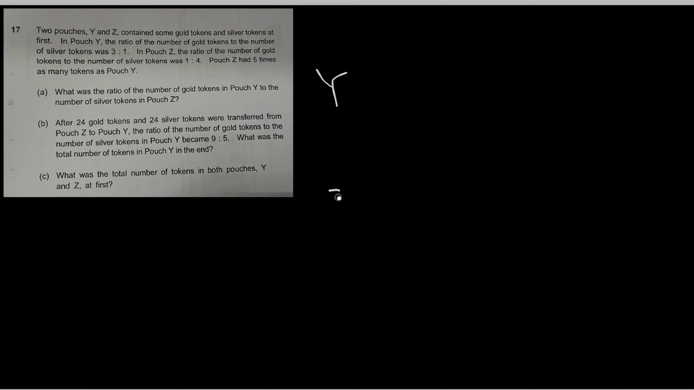And then you have the Z pouch. You have some gold tokens, and then you have some silver. Okay. Then in pouch Y, the ratio of gold is 3 to 1, so this is 3U, this is 1U.